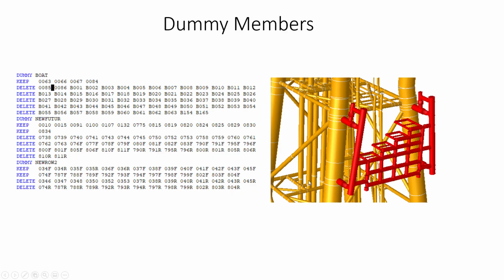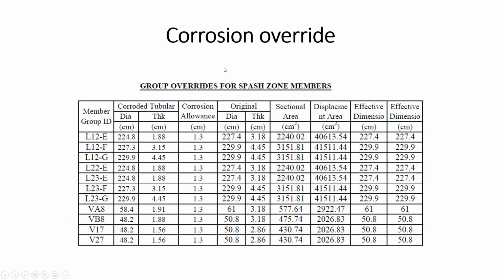For that purpose we have to calculate the corrosion override. So this is the corrosion allowance, 13 mm. We have to subtract this 13 mm from the diameter as well as the thickness. For the thickness, this is the original thickness, 22.4. After reducing, 18.8 is the thickness of the tubular, subtracting this 13 mm.